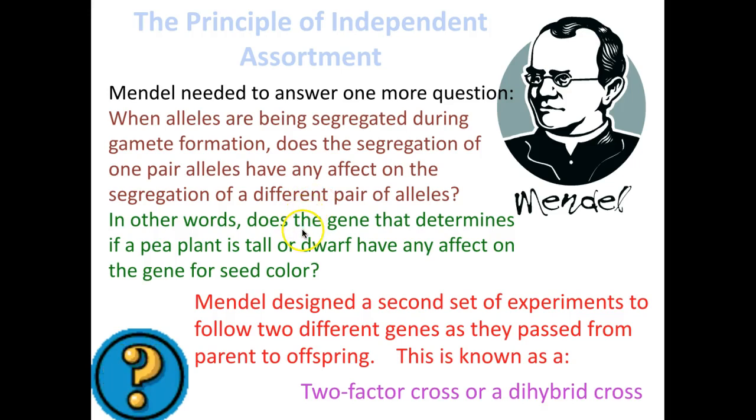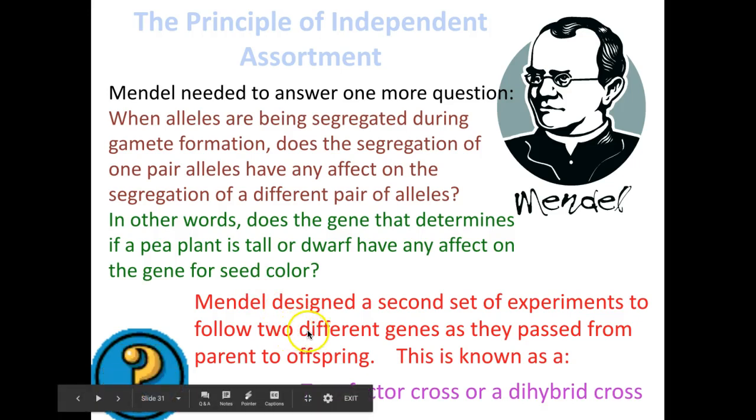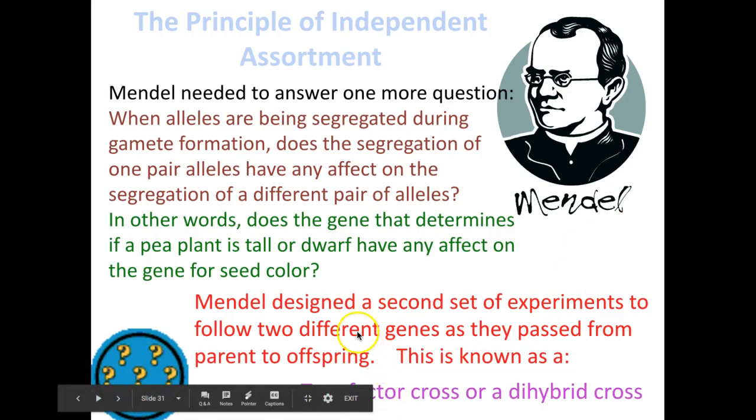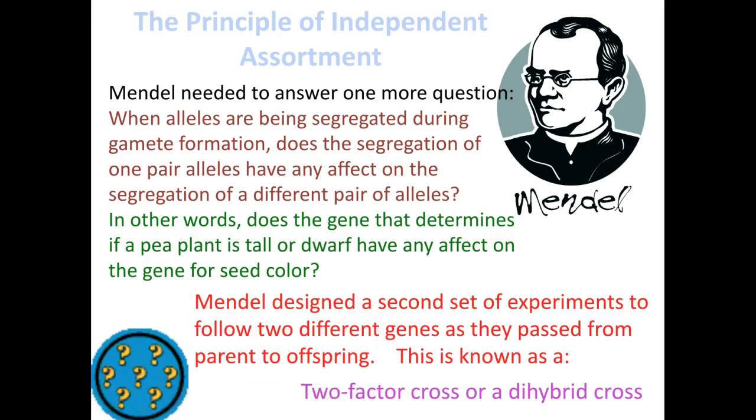and another trait. So, for instance, does the gene for pea plant height, such as being tall or dwarf size, have an effect on the seed color? So he set this experiment up, and this time, instead of one gene, he followed two genes. And this was known as a dihybrid cross. I'll never refer to it as a two-factor cross. You will always see me refer to this as a dihybrid cross.